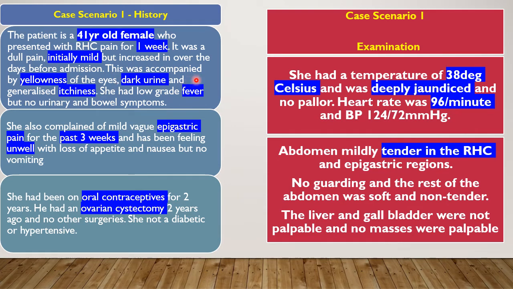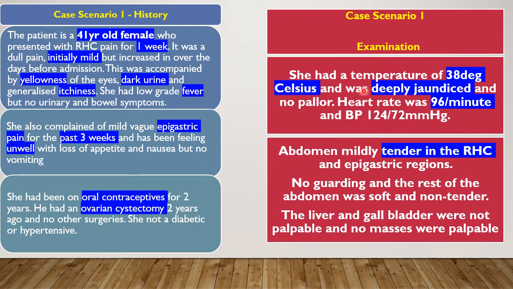This was accompanied by yellowness of the skin, eyes, dark urine, and generalized itchiness. She had also fever, but no urinary and bowel symptoms. She had epigastric pain for the past 3 weeks and has not been feeling well since then. She's been on oral contraceptive for the past 2 years and had an ovarian cystectomy 2 years ago.